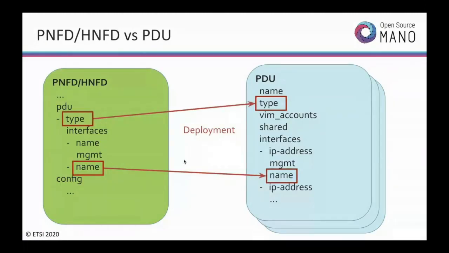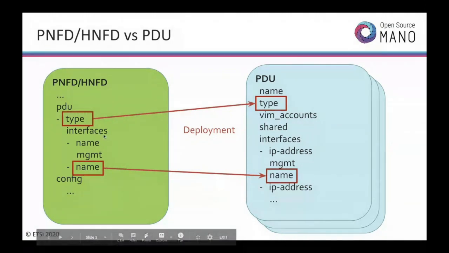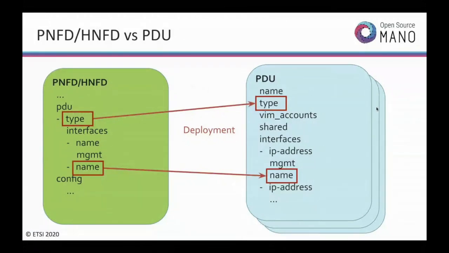Okay, so the difference between PNF and PDU basically is that the PNF, you model it in a descriptor file, and you indicate which type of PDU it is. You can define that with any keyword that you want. It is a gateway, a firewall, a load balancer, whatever. And you assign names to the interfaces, okay? And then you create PDUs that are like instances of this PNF that can be used in your deployments.